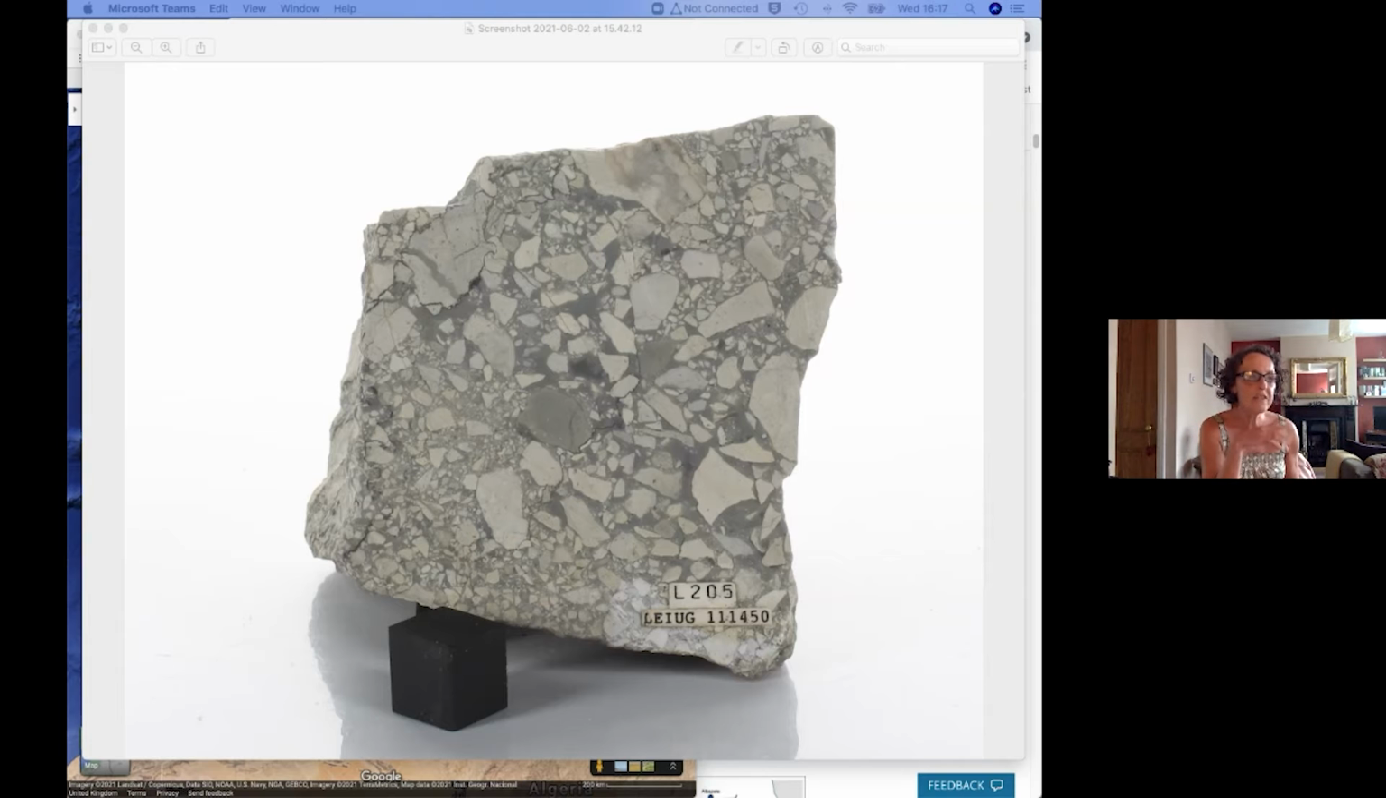So I can see different bits and pieces in there, all different shapes and sizes. I can see larger pieces and smaller pieces, and those pieces we call clasts or grains. I can see some small ones around the top and around the bottom, but some bigger ones across the middle.